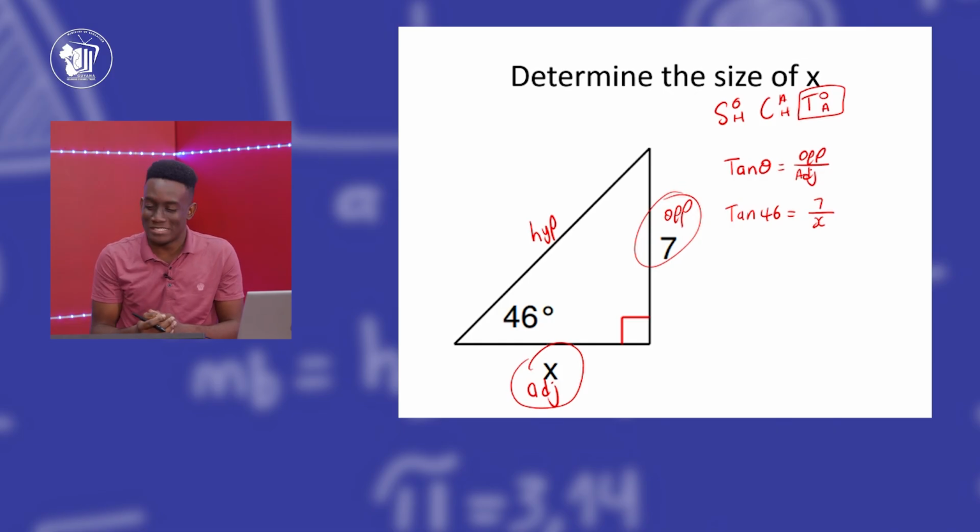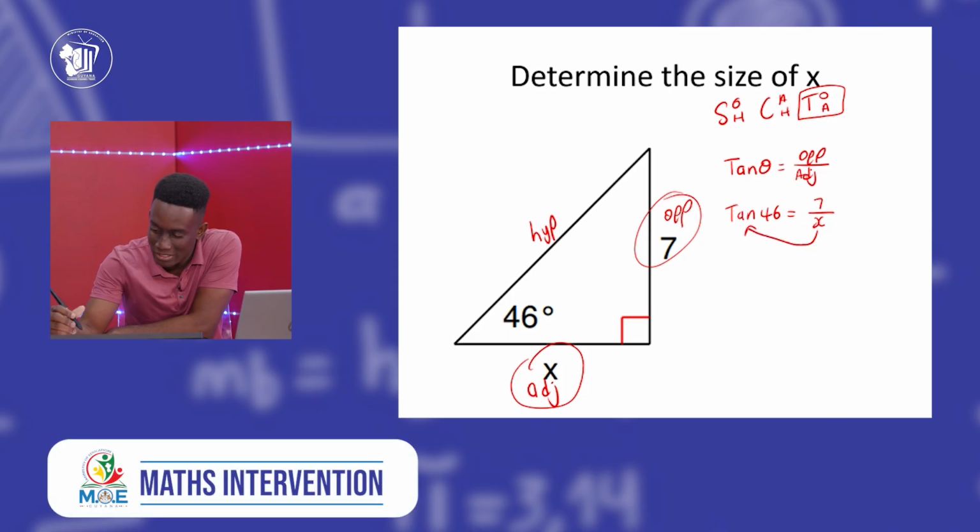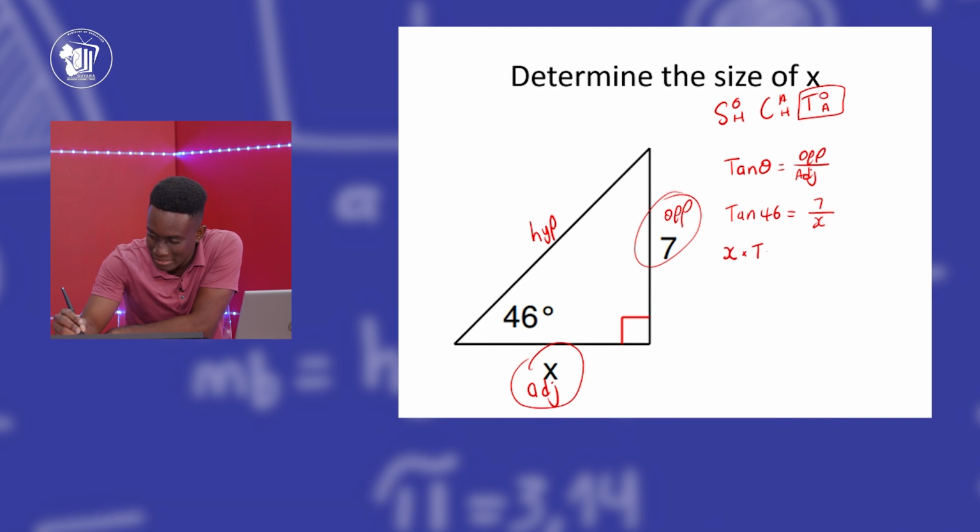Unlike the previous example, we don't have the number in the denominator. We have the unknown in the denominator. So we can just do two steps to solve for this. The x is dividing, so a wise thing to do is to take the x over with the tan 46. When we take the x over, it will multiply. So we'll have x multiplied by tan 46 is equal to 7. And then we have the tan 46 multiplying the x. When we take that over, it will divide. So x is equal to 7 divided by tan 46.